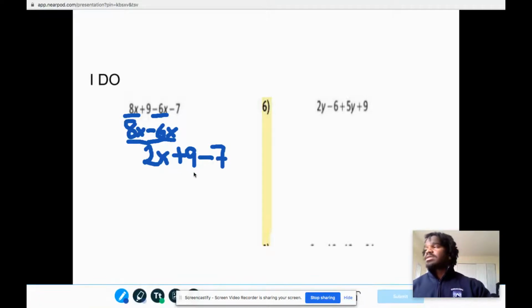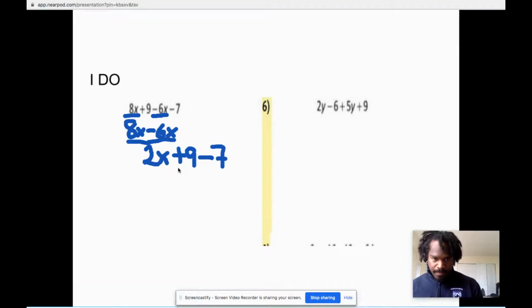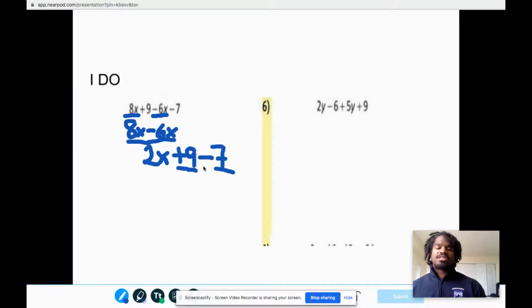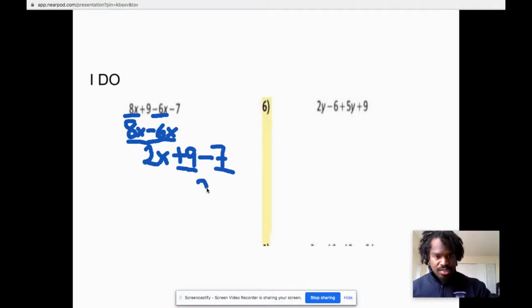So now we're going to underline the terms that don't have a variable, just like the direction says. So plus 9 minus 7. So those are our like terms. So plus 9 minus 7. So 9 minus 7 gives us 2. And just like before, we can bring this down, or we can just simply simplify it. So 9 minus 7 gives us 2.